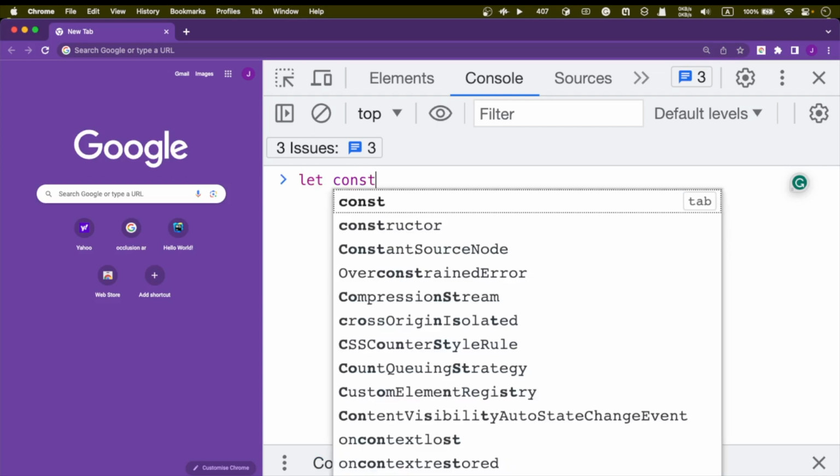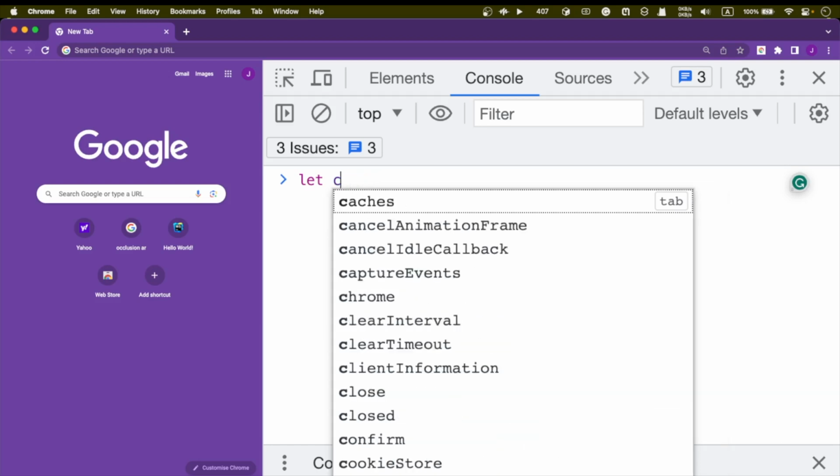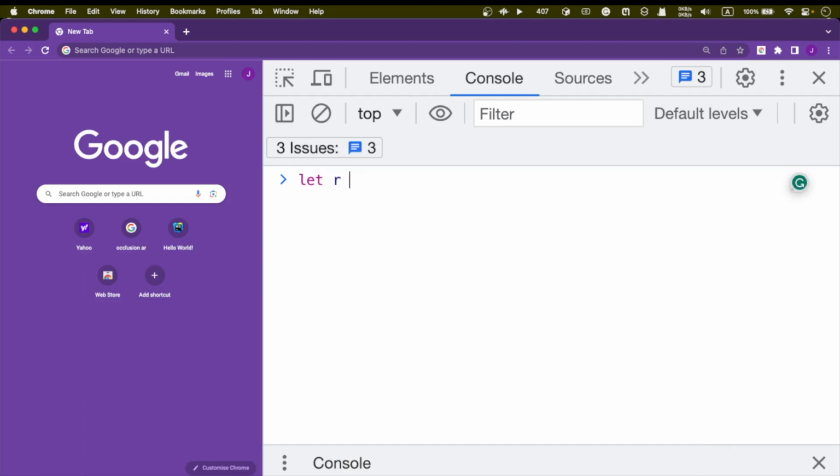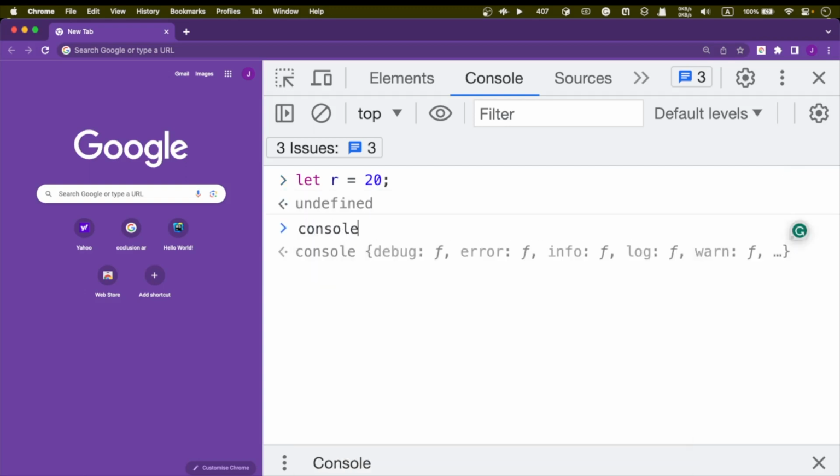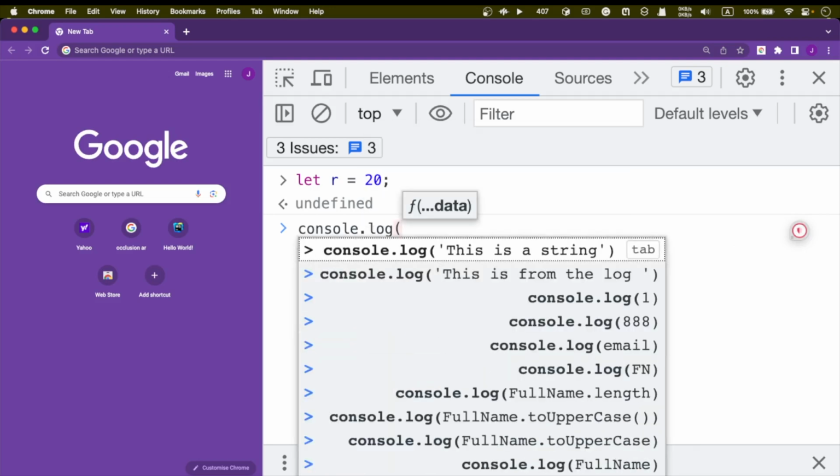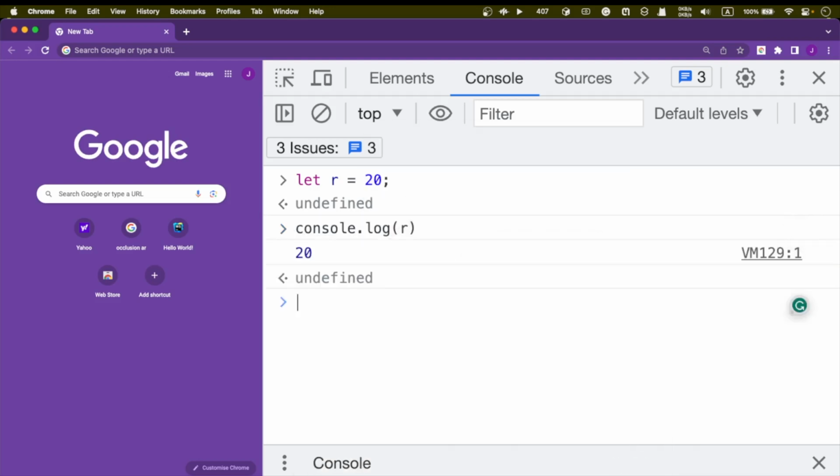Basically, let is for when we want to initialize a variable that we want to access and change later on. For example, let r for radius, and say the radius is 20. Of course, you can add this or delete that, it does not matter because it's not in a program. If you're in a program, you better do it this way, so it's more complete. Then to print it out, you can just say console.log to print the radius r out. So the radius is 20.